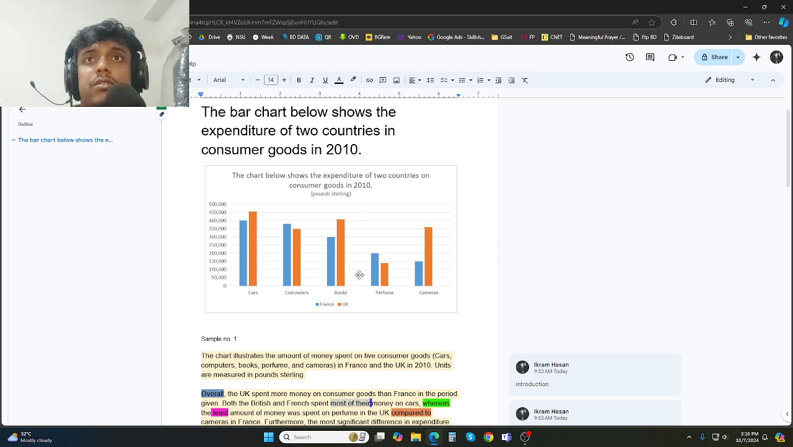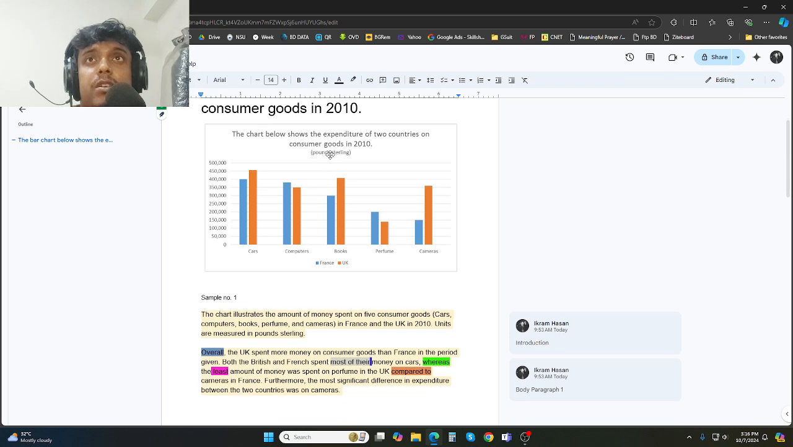So in 2010, UK and France, the France one is colored in blue and the UK is colored in orange, and in the horizontal axis we can see the cars, computers, books, perfume and cameras, the 5 categories or items. And in the vertical axis, it has all the costs or expenditures, and the units are sterling pounds.